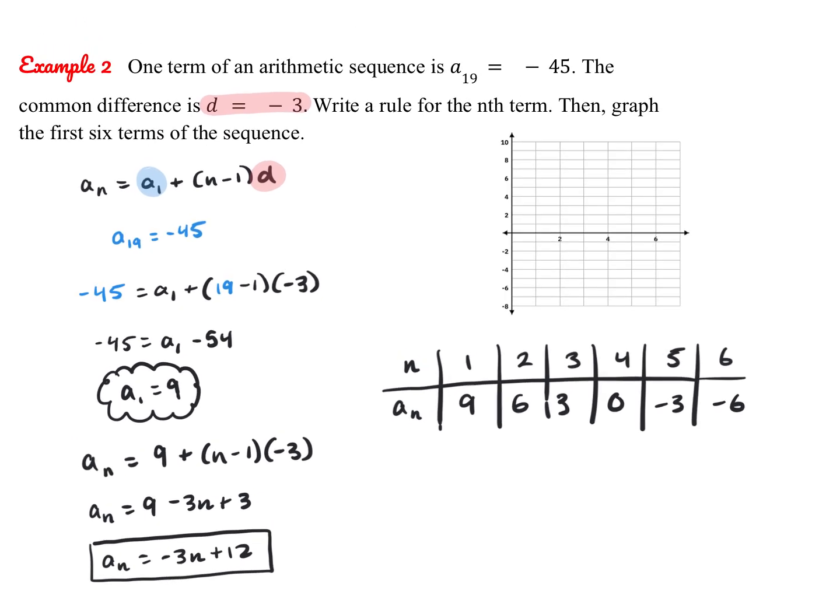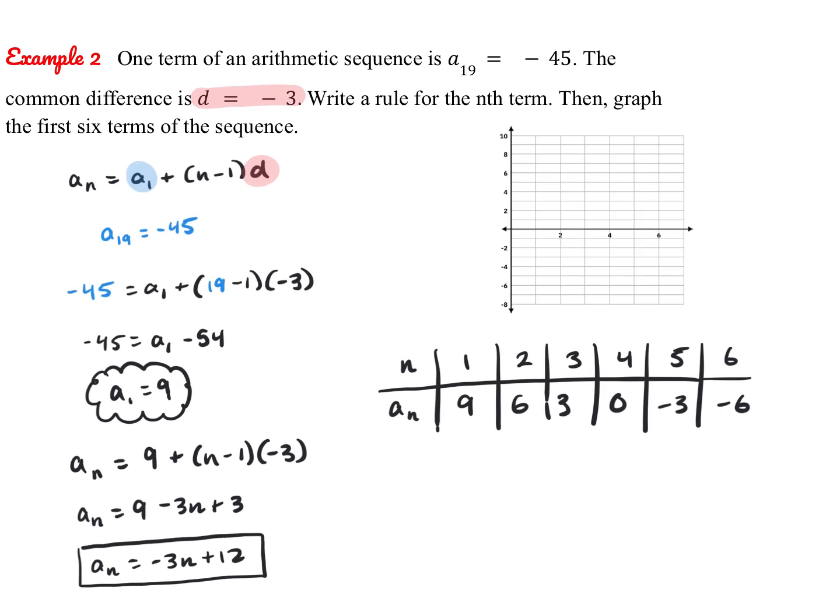So these we're simply going to plot on our scatter plot. Just like an xy axis, except this is n, and this is a sub n. So we know a sub 1 is 9, a sub 2 is 6, a sub 3 is 3, a sub 4 is 0, a sub 5 is -3, and a sub 6 is -6. So you can see when we graph the terms of an arithmetic sequence, they should always be in a straight line because there's a common difference, which AKA means slope. So there's a common slope.